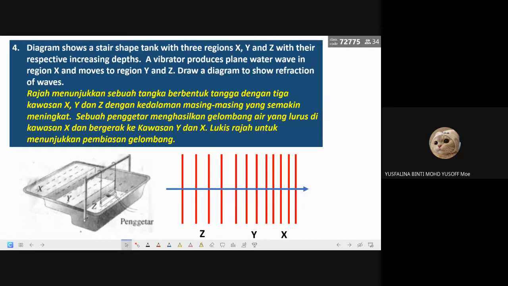Here you can see the depth of the water is decreasing. When the depth of the water decreases, the wavelength also will decrease. The depth of the water is highest at Z, so you can see the wavelength here is bigger. Then in Y it keeps decreasing, and then at X it becomes smaller. So the deeper the water, the higher the wavelength.